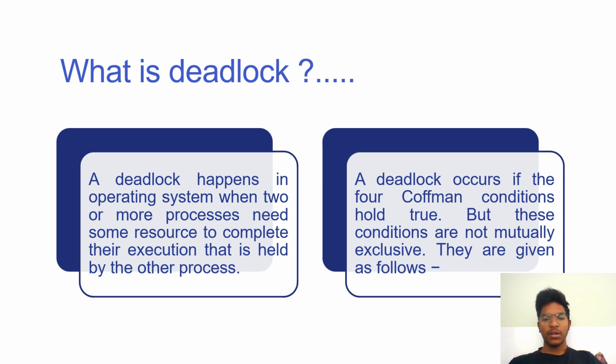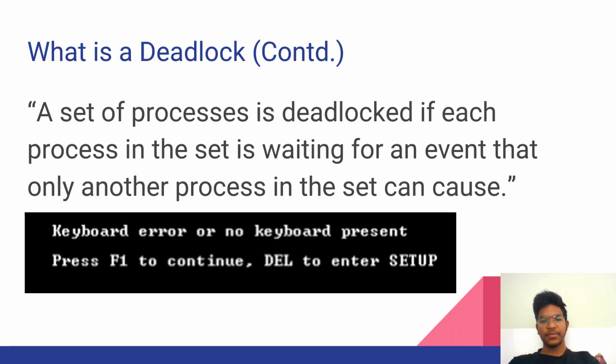What is deadlock? A deadlock happens in the operating system when two or more processes need some resource to complete the execution that is held by the other process. A deadlock occurs if four Coffman conditions hold true, but these conditions are not mutually exclusive. They are given as follows.